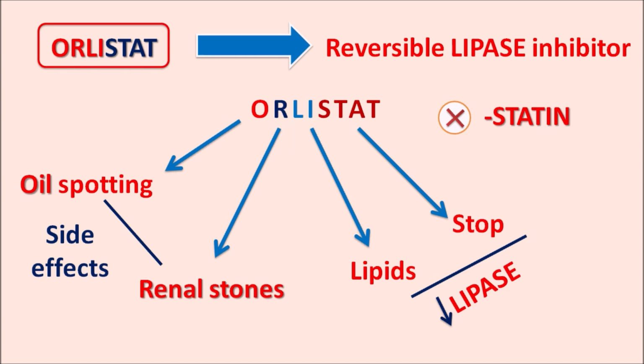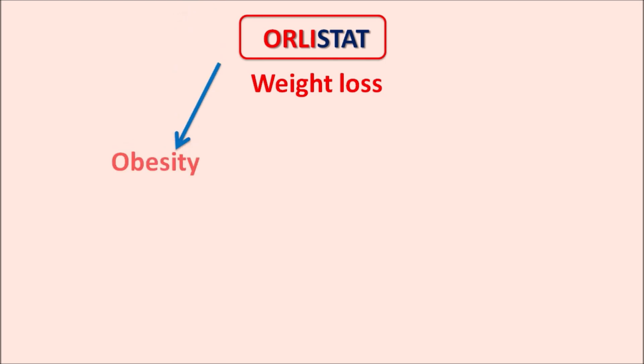So today in this video we are going to discuss about this Orlistat, how this drug acts, what are the important precautions, side effects, drug interactions, contraindications and clinical use of this drug we will discuss in this video. So the main use of Orlistat is to produce the weight loss in the patients. That's why this drug can be used in the management of obesity.